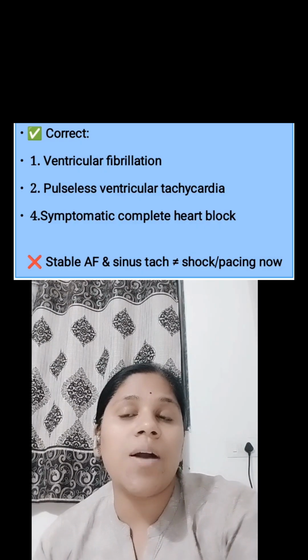And symptomatic complete heart block. Yes, symptomatic complete heart block. There is no effective cardiac output and heart rate being produced by the heart. So this is also a correct option. But in case of stable AF, there is some amount of cardiac output and the patient is very stable. So at this point of time, we are not going to give defibrillation. And in case of sinus tachycardia, again it is not a correct option. So shock and pacing are most important in this type of scenario.